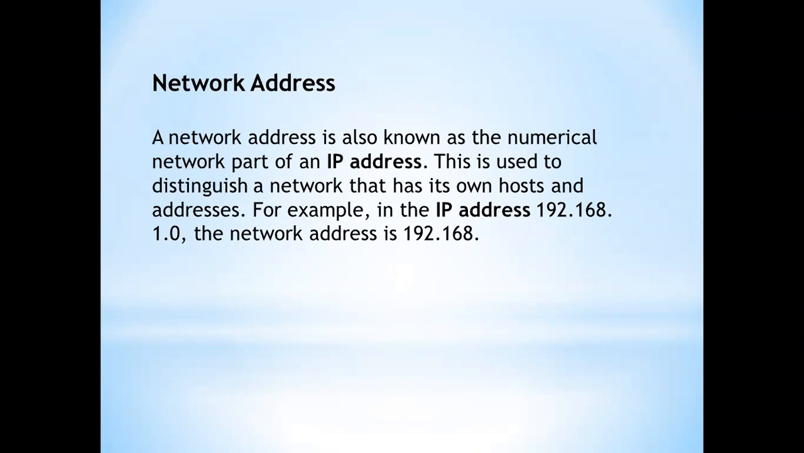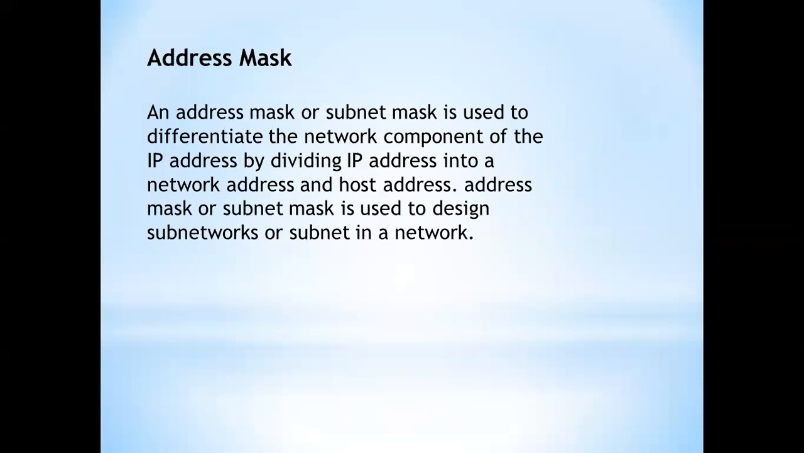For example, the IP address 192.168.1.0. In this IP, the network address is 192.168. Next is the address mask or default mask. An address mask determines which portion of an IP address identifies the network and which portion identifies the host. Like the IP address, the mask is represented by 4 octets. An octet is an 8-bit binary number equivalent to a decimal number in the range of 0 to 255.